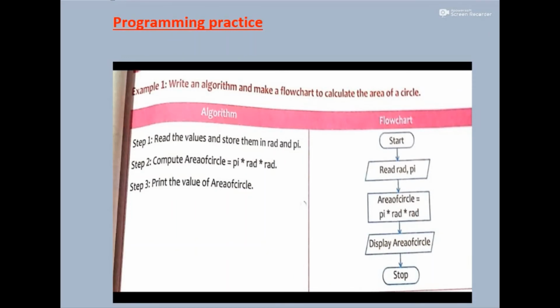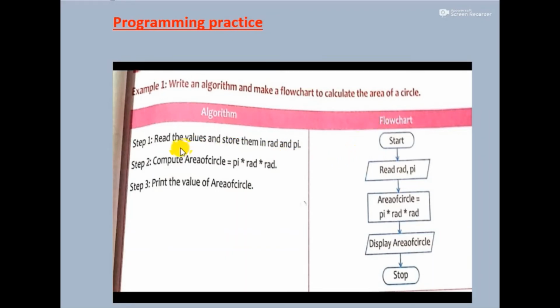Next topic is programming practice. Here I will explain algorithm as well as its flowchart. The first problem is to write an algorithm and make a flowchart to calculate the area of a circle. We all know the formula for the area of a circle, that is pi into radius. In the algorithm we need two inputs, one for radius and one for pi. That's why we are using rad and pi, two variables for storing the inputs.